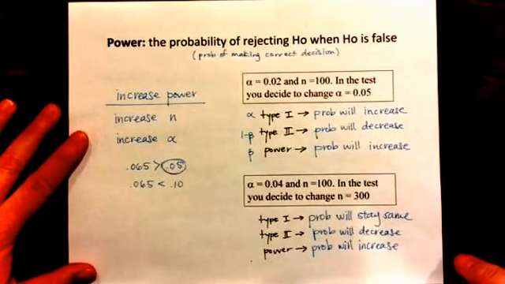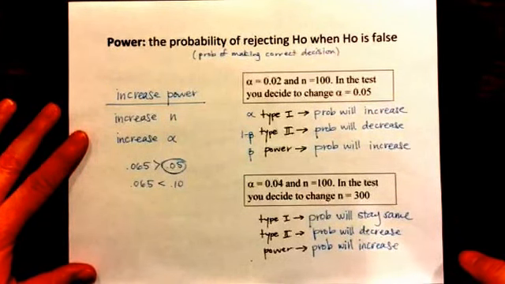All right. So hopefully that explains type 1 error, type 2 error, and power, and good luck studying for this test.